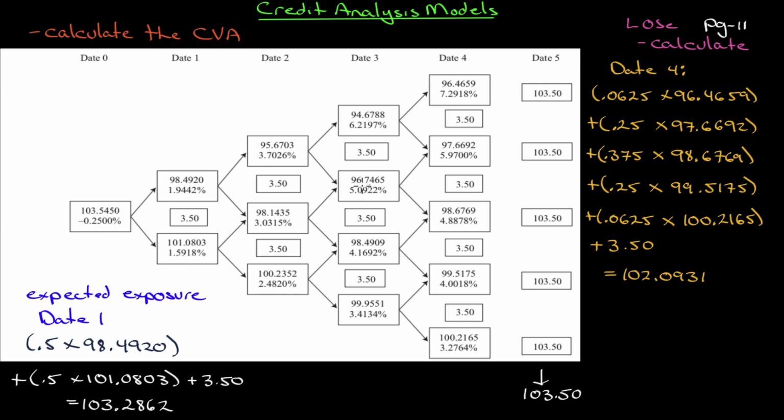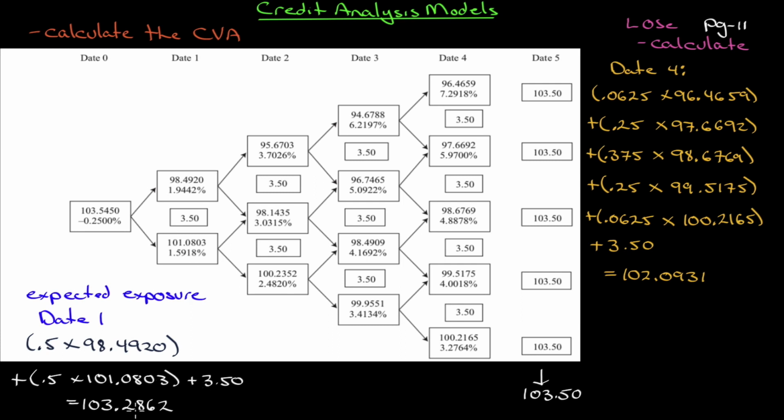When we go to the third date, we saw that there was a 12.5% probability of landing here, 37.5% probability of being in this cell, 37.5% here, and 12.5% here. So we just weight each of those values by those probabilities and add the coupon. For date 2, we saw that there was a 25% probability of being in the upper cell, 50% probability of being here, and 25% probability of being down here. So we weight each of the values by those probabilities and add the coupon. For date 1, I've already done it down here. There's a 50% probability of landing in this cell, 0.5 times 98.492, plus a 50% chance of landing in the bottom cell, 101.0803, and add the coupon.